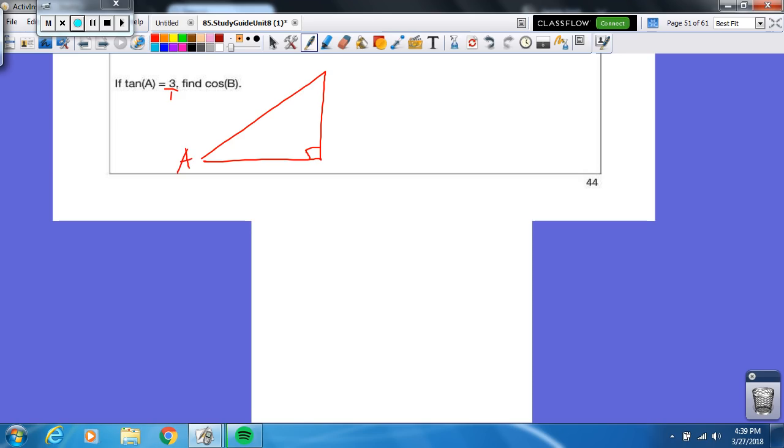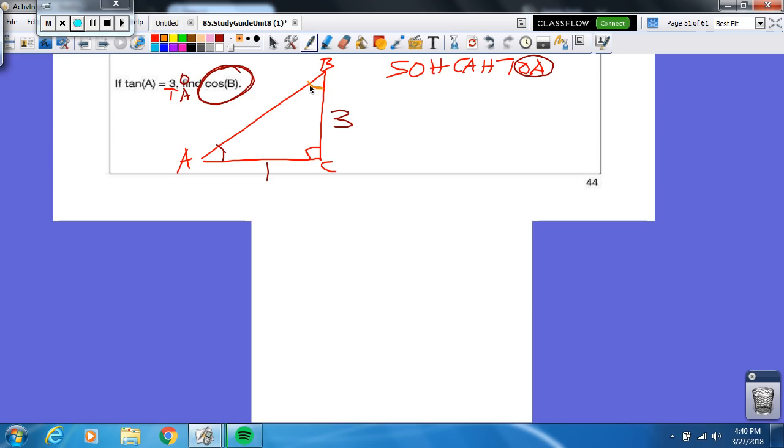A, B, C. So, tangent of A is the opposite over adjacent. And I put it over 1, so this is the opposite, and that's the adjacent. So that's going to be 3 over 1. Cool. Now, what is the cosine of B? That's my question right here.